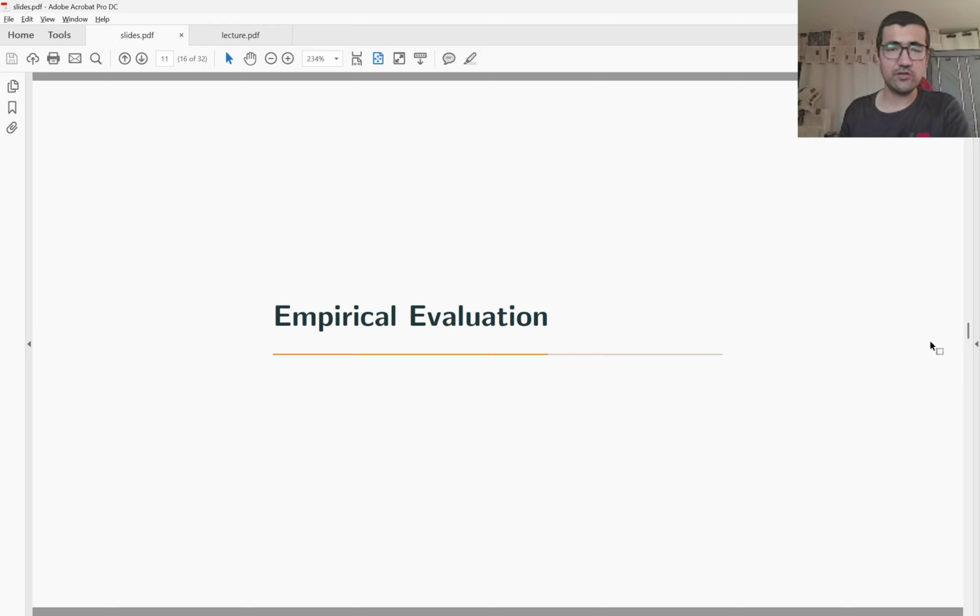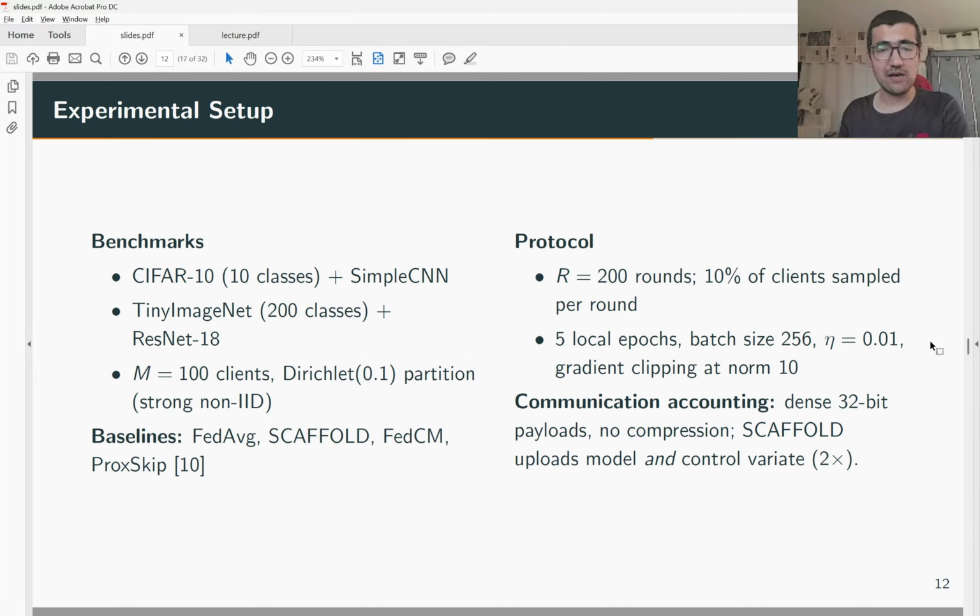So much for the theory. Does it hold up in practice? Our setup follows the standard non-IID benchmark protocol. 2 tasks here: CIFAR-10 with a simple CNN and Tiny ImageNet, 200 classes, with a ResNet-18.